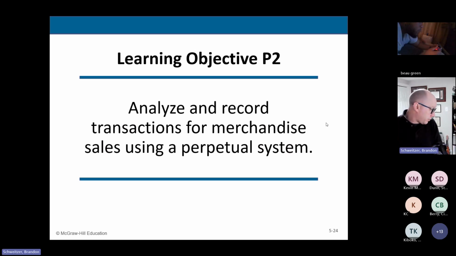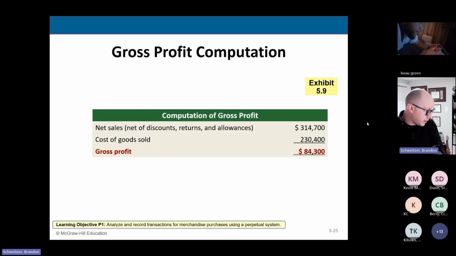Okay, let's look at the perpetual inventory system a little bit closer. And then we'll start talking a little bit more about the difference between this system and the periodic inventory system.